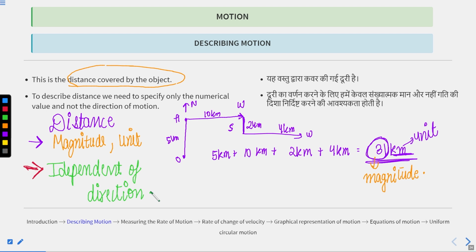So distance depends on magnitude and unit but is independent of direction, and this example explains all of that. This 31 is the magnitude, kilometers is the unit, because distance can be measured in different units: kilometer, meter, centimeter. So it depends on magnitude, depends on unit, but is independent of direction. It is just the total path traveled by the object. Clear, class?